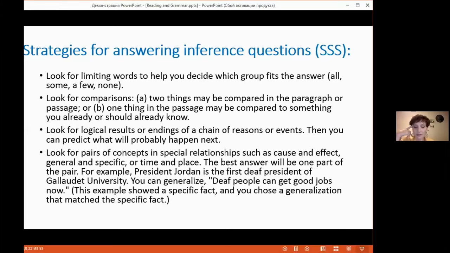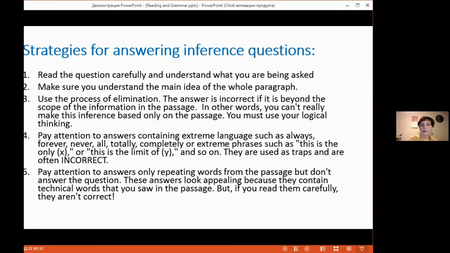This is a specific fact, and you generalized; your generalization matches the specific fact. Of course, you need to carefully read the question and understand what you are being asked. That's the first step always. The main idea of the whole paragraph should help a lot in this. So it's not enough to read only the question and start looking for information, because inference is based on all the information there.